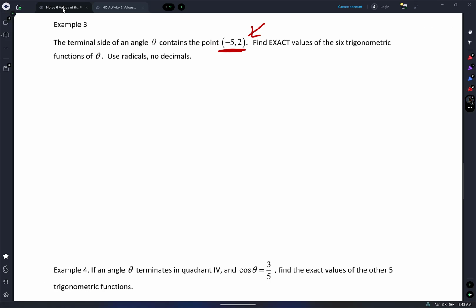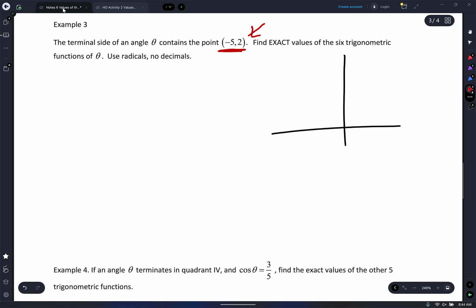-5, 2 is quadrant 2. So I'm going to exaggerate quadrant 2, guys. So there's my quadrant 2. And I'm going to say -5, 2 is like right there. Yeah, -5, go to the left, and then up 2. So from the origin, connect those 2 points. That's going to be your radius or your hypotenuse.